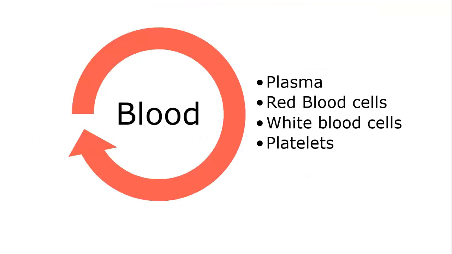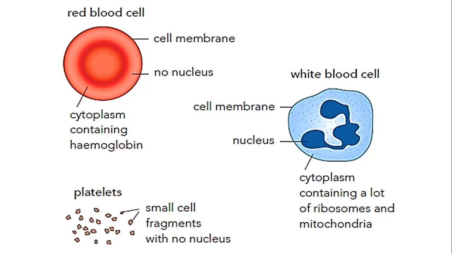Blood. Blood is divided into 4 structures. The first one is the plasma, and then the red and white blood cells, and then finally the platelets. So remember, plasma, platelets, red and white blood cells. So here are the components of the blood.